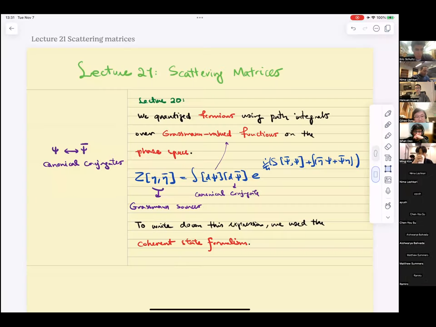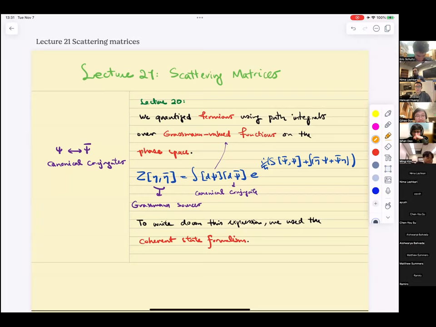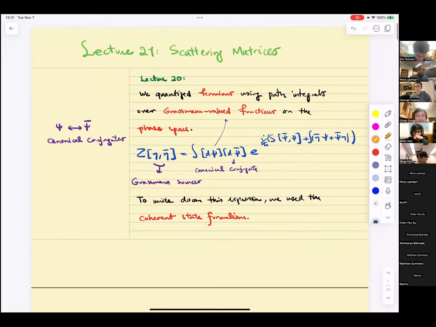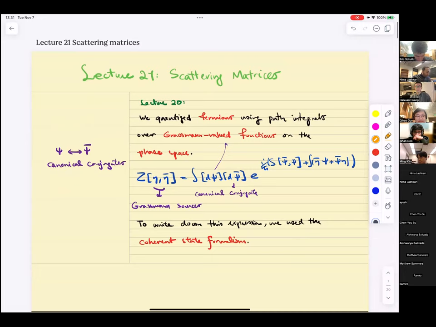Okay, so today we're going to continue our discussion by talking about scattering matrices, S matrices, in quantum field theory. I'll quickly go over what we discussed in the previous lecture. If there are questions at any point, please feel free to ask and stop me. If you think I'm going over something too quickly, definitely let me know.